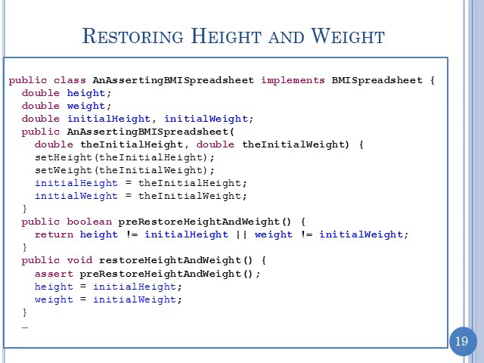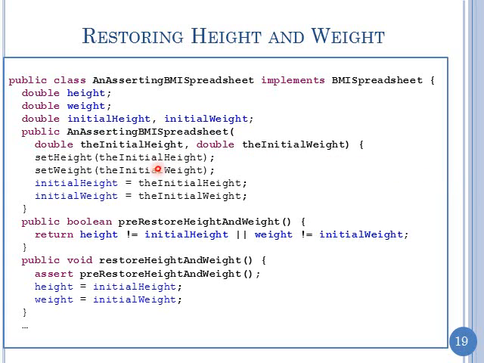So that's what's happening here. Not only am I keeping track of height and weight, I'm also keeping track of initial height and initial weight. Restore height and weight just does the obvious thing. And the precondition checks if height is not equal to initial height or weight is not equal to initial weight. If either of these two conditions is true, it makes sense to execute restore height and weight. Otherwise, it doesn't even make sense to execute it. So you can create these dynamic user interfaces now. Questions?